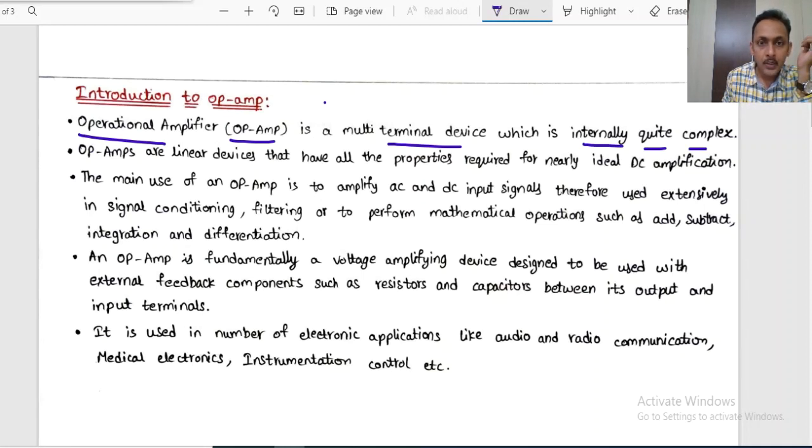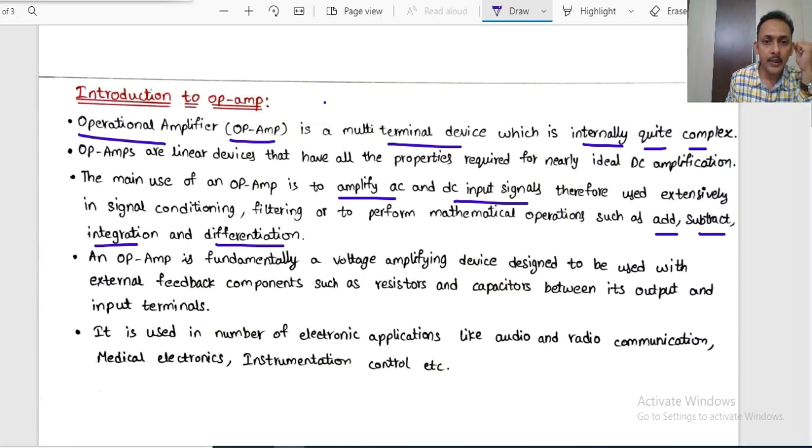Next, this op amp is mainly used for the amplification of AC and DC input signals. Therefore, it is extensively used for signal conditioning or filtering, or to perform mathematical operations such as addition, subtraction, integration or differentiation. In all those things, we are going to use the operational amplifier.